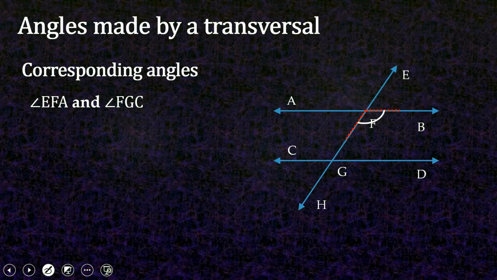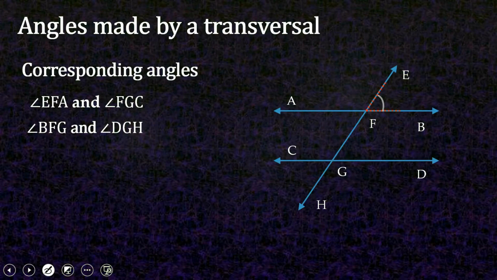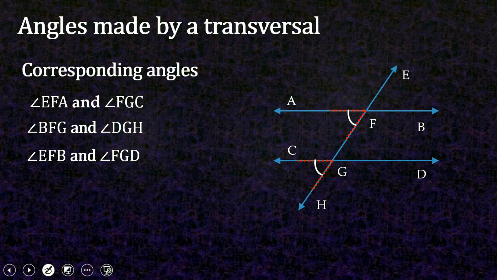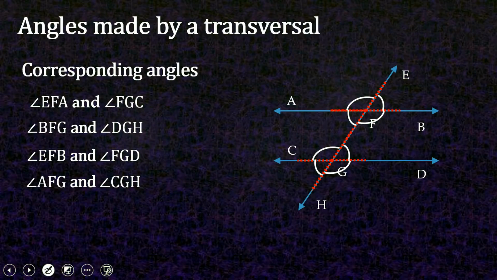Angle BFG and angle DGH are also a pair of corresponding angles. One more we will see, angle EFB and angle FGD are a pair of corresponding angles. Angle AFG and angle CGH are also a pair of corresponding angles. So, here we saw all the corresponding angles.